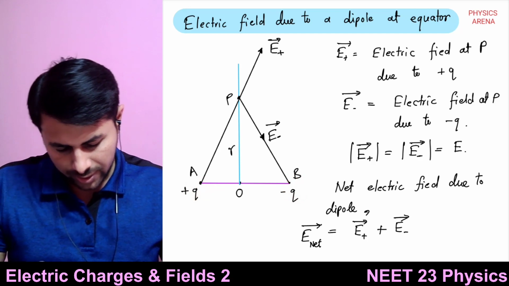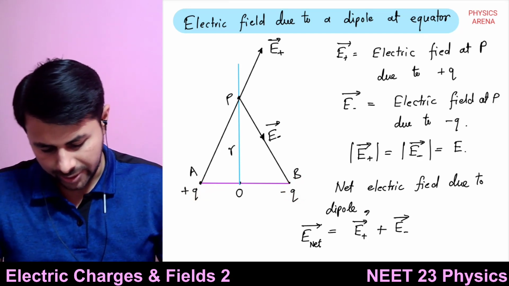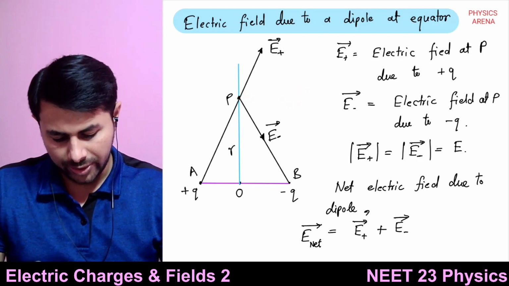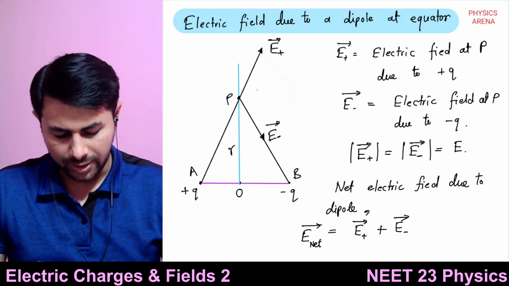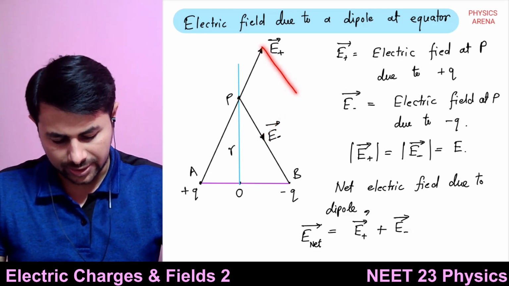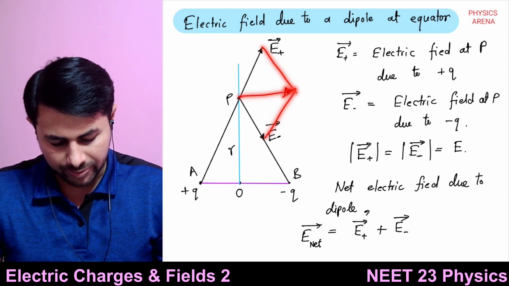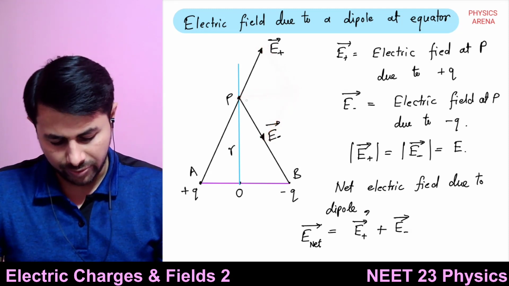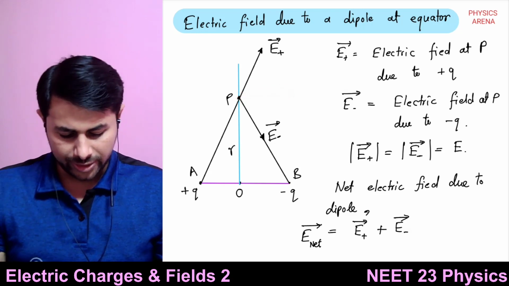Now what would be the direction of that net electric field? It will be directed like this. If we draw a parallelogram like this here, then using the parallelogram law of vector addition, we can say that the net electric field will be directed along the diagonal of that parallelogram. So it will be directed like this, right? So let's find that out.